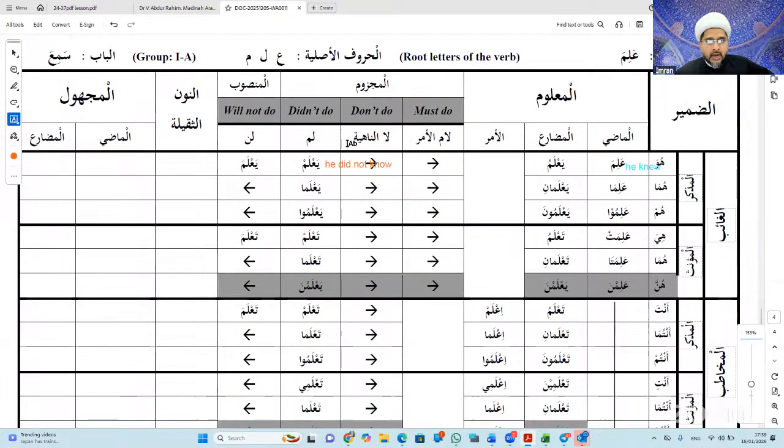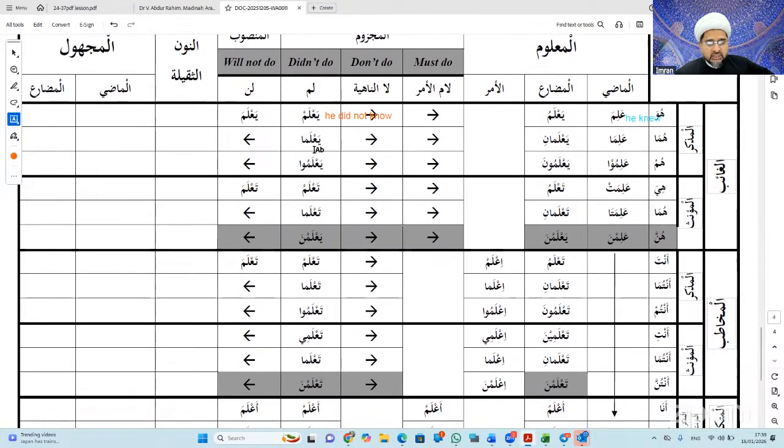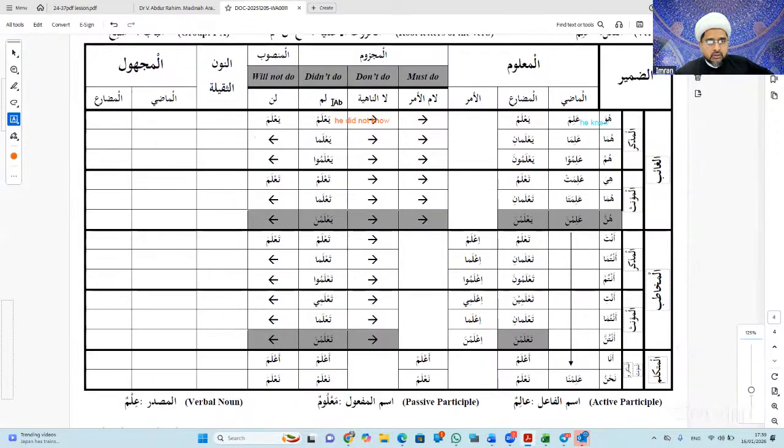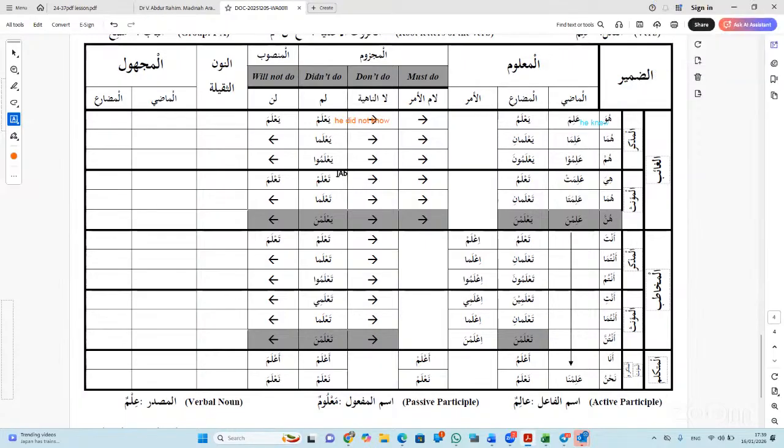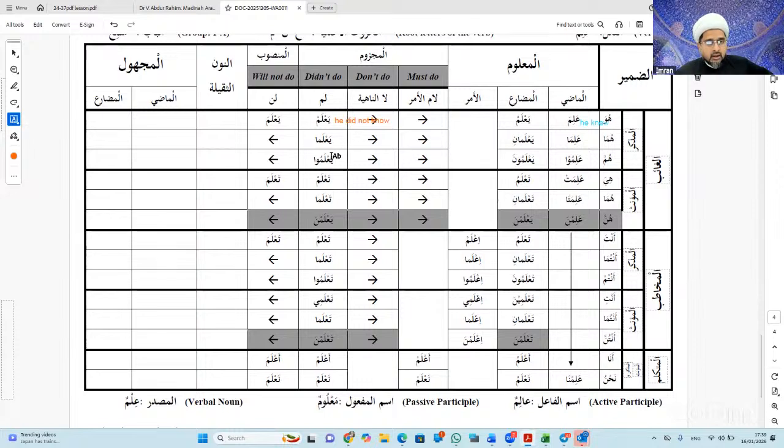Okay. So now, if I asked you, if lam comes in front of the present tense, what does it do to the present tense? It changes the present tense to past tense, correct? Number one, and it gives them a meaning of negation. Lam ya'lam, he did not know. It changes the last haraka, it becomes a sukun. Excellent. And what happens to the dual and the plural nouns of the present tense? What happens to the noon? Is the noon dropped? Exactly, the noon is dropped.